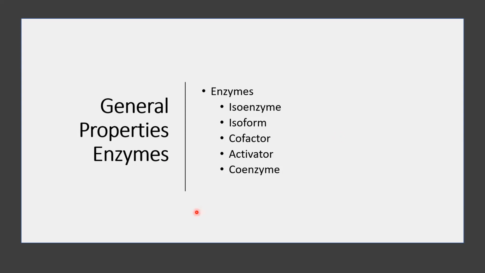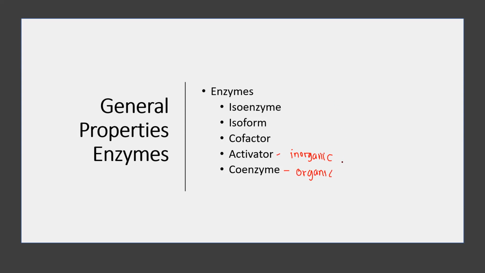Aside from activators, we also have what we call coenzymes. What is the difference between cofactors, activators, and coenzymes? Basically, activators are inorganic compounds, while coenzymes are organic compounds. So let's make it clear. When we say activators, these are inorganic in nature. And when we say coenzymes, these are organic compounds.